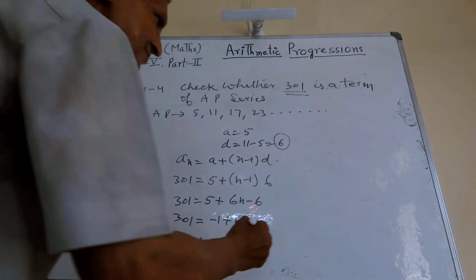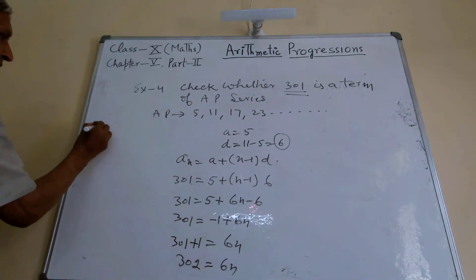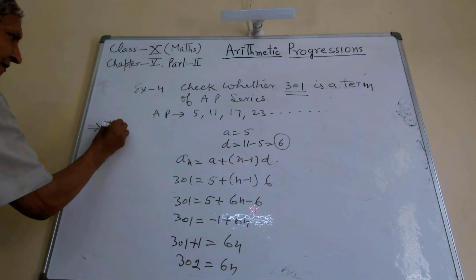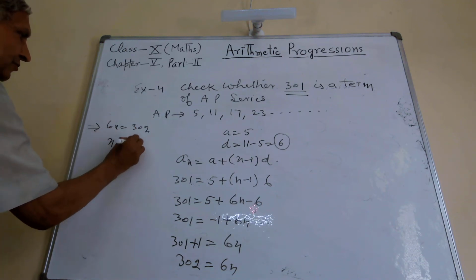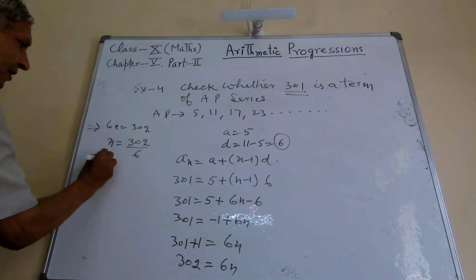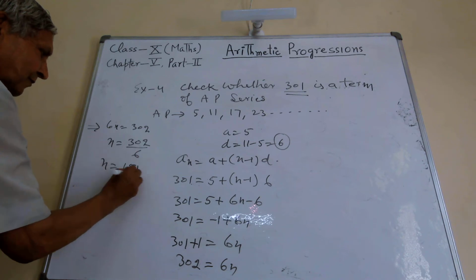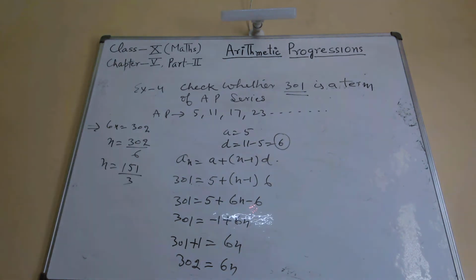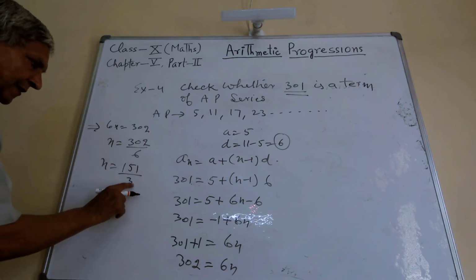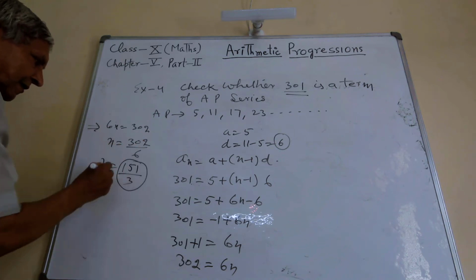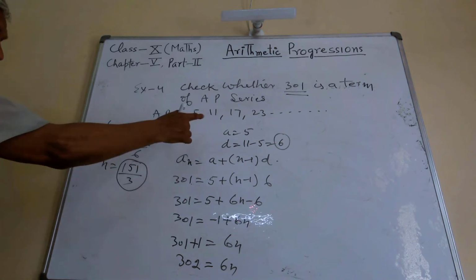And this implies 6N is equal to 302, and N is equal to 302 upon 6. N is equal to 151 upon 3. Divide both numerator and denominator by 2, and you will get this. This is the Nth term in this series.